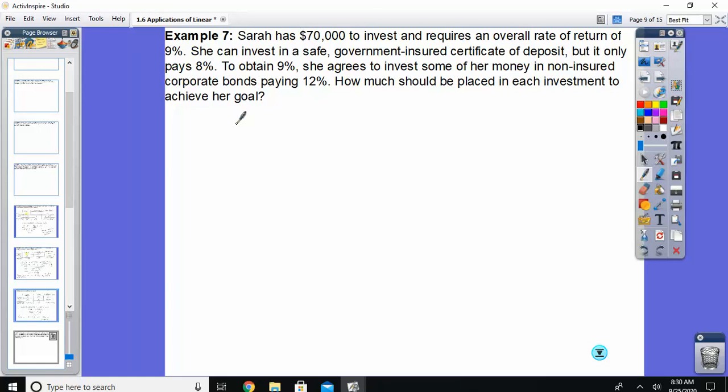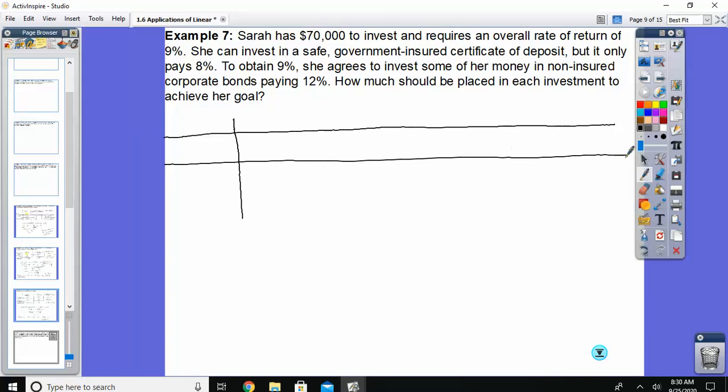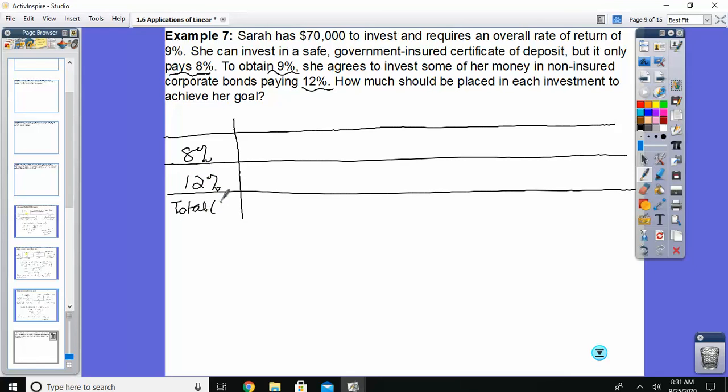So this one is a little bit different, but we still have several things going on, so we're still going to use the table strategy. She's investing, we have an 8%, a 9%, and a 12%. Which one of those has to be my total? The 9%. So we have the 8, the 12, and the total is 9.